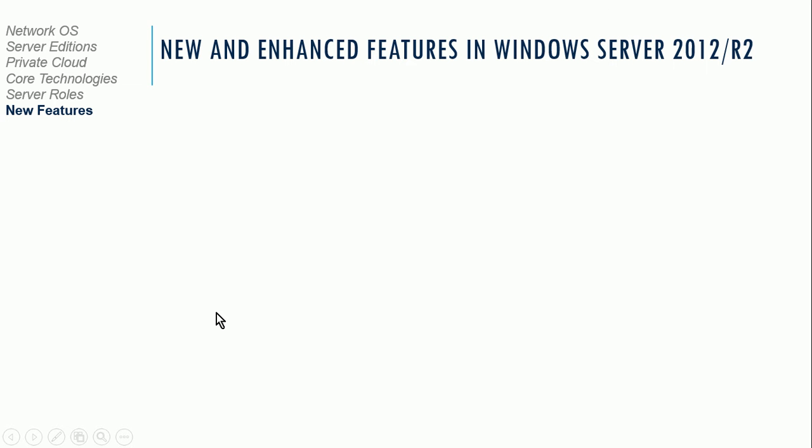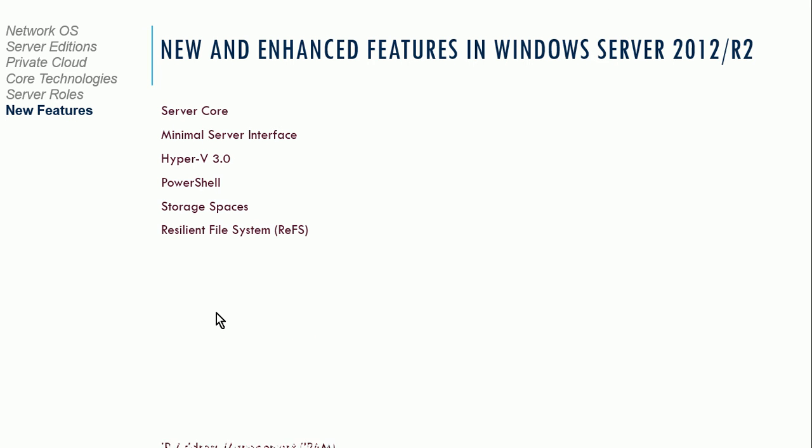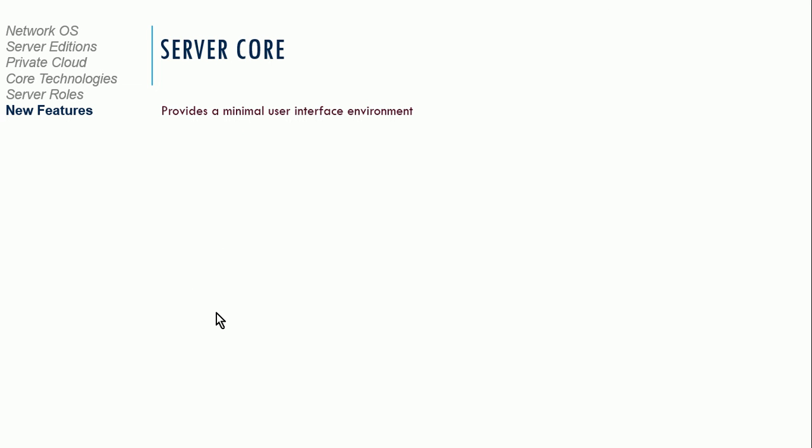In this final slide deck, I want to talk about some of the new features that you'll find in Windows Server 2012. So we'll talk about Server Core, the minimal server interface, Hyper-V 3.0, which is their new hypervisor that comes with Server 2012, PowerShell, Storage Spaces, Resilient File System or ReFS, and the IP management and dynamic access control.